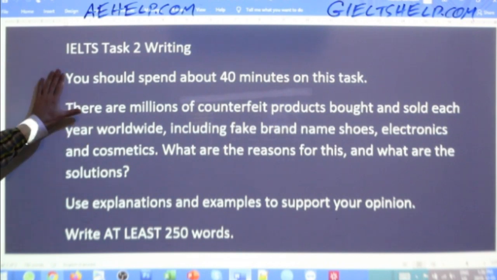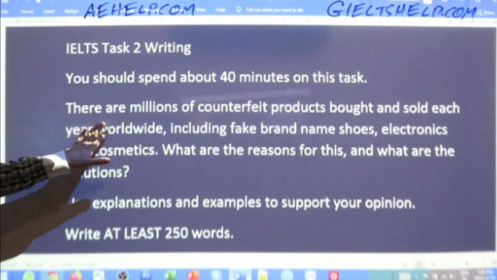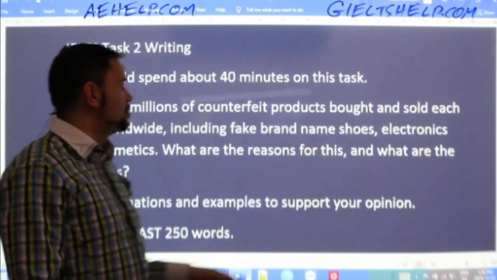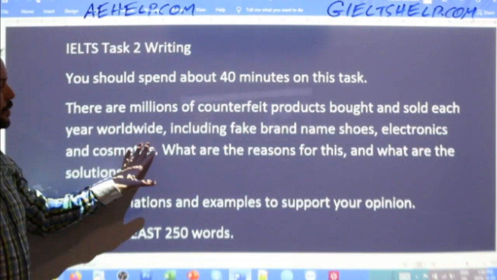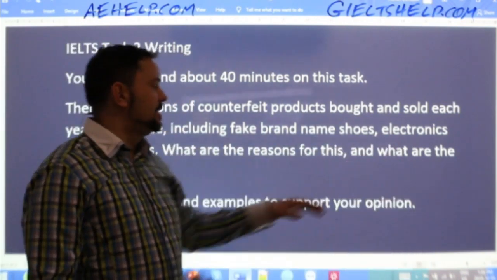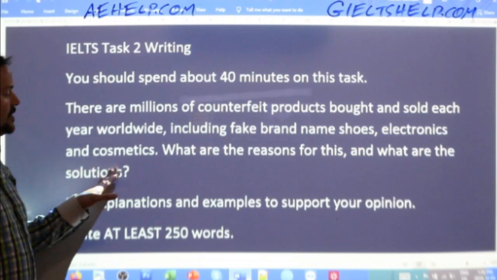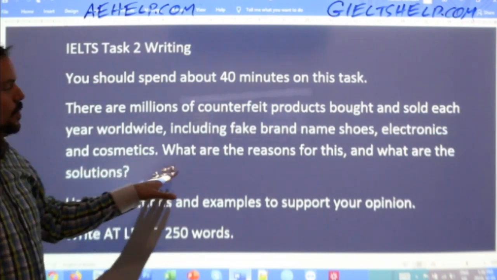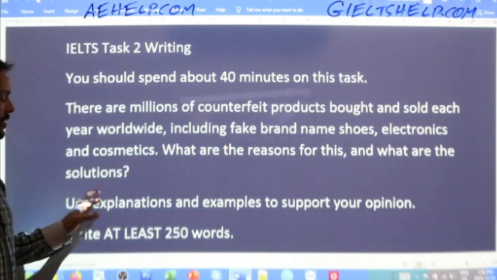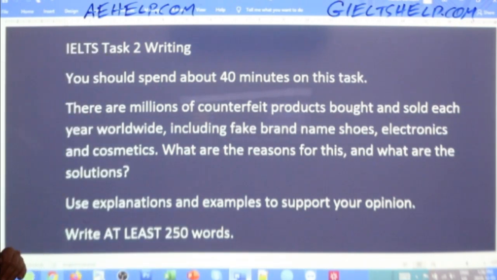All right, let's read the question. There are millions of counterfeit products bought and sold each year worldwide, including fake brand name shoes, electronics, and cosmetics. What are the reasons for this, and what are the solutions?